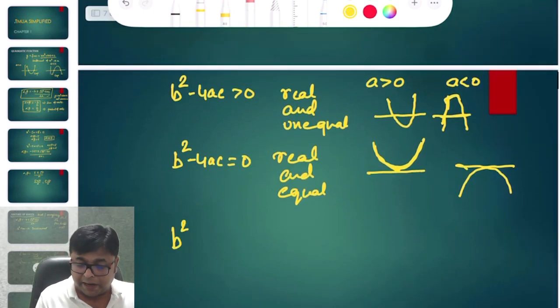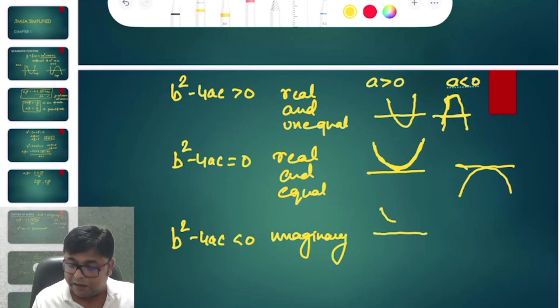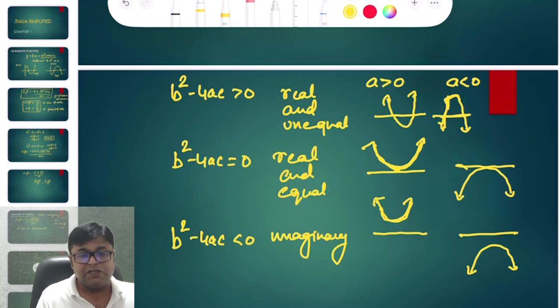And if b square minus 4ac is less than 0, then in that case I say roots are imaginary, because inside the root I will have a negative value. In such cases, the graph will be above the x-axis for cup shaped and below the axis for cap shaped. Right. So this is something which is worth understanding, very, very important. There have been questions in TMUA in the past which are based on the theory of this. Right. So let's go ahead.